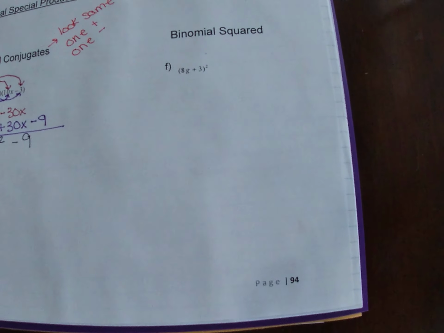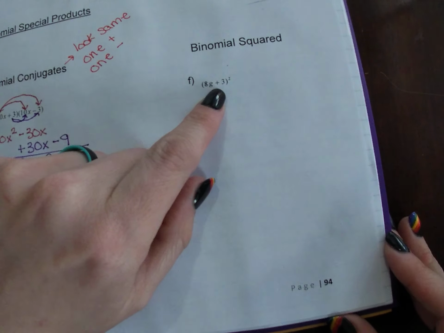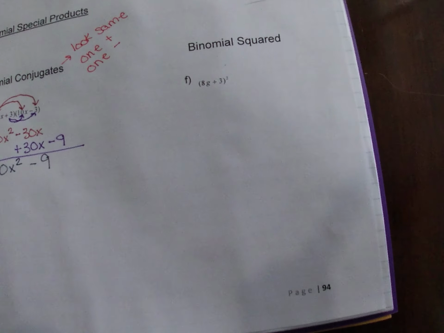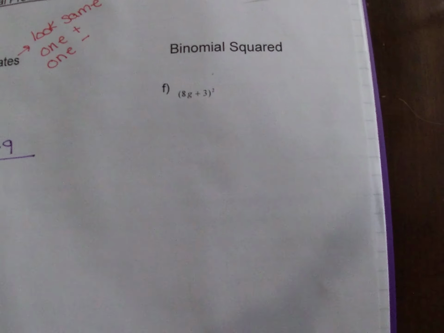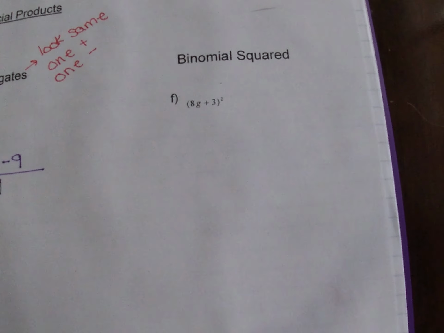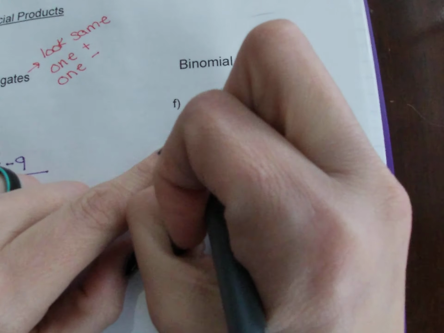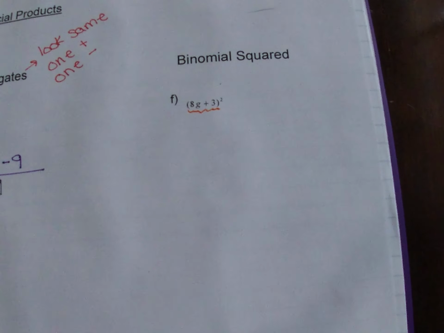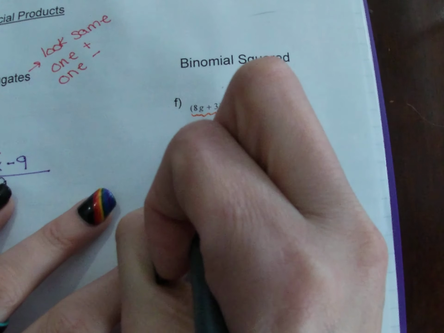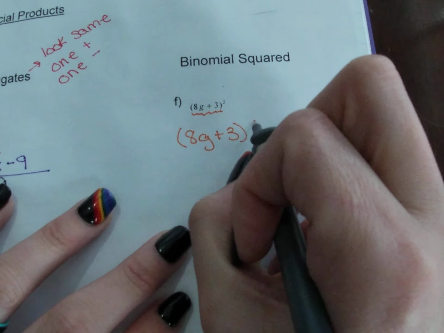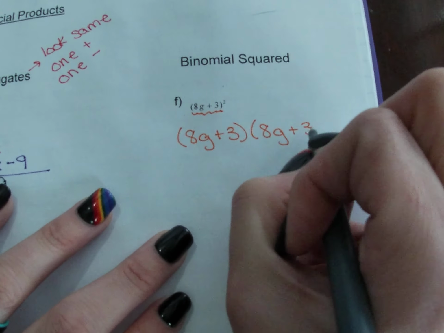The last special case that we are going to look at is if we have a binomial squared. And it sounds like exactly what it is. It's a binomial, right? Something with two terms, and it has an exponent of 2. So it is squared. Okay, so we have 8g plus 3 squared. And here is where you really have to remember our rule of what an exponent says, right? This exponent of 2 says to multiply the base times itself. So this whole entire thing is getting that exponent of 2. So it says to multiply that whole entire thing by itself.